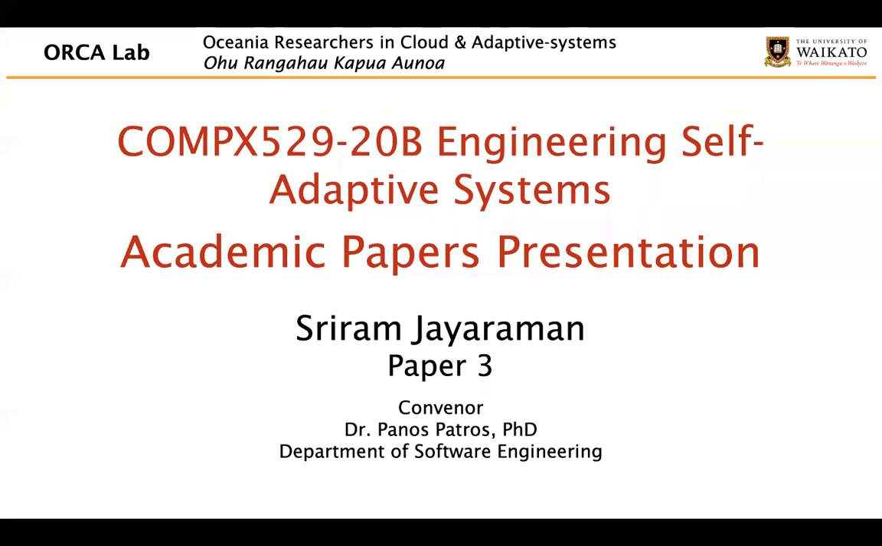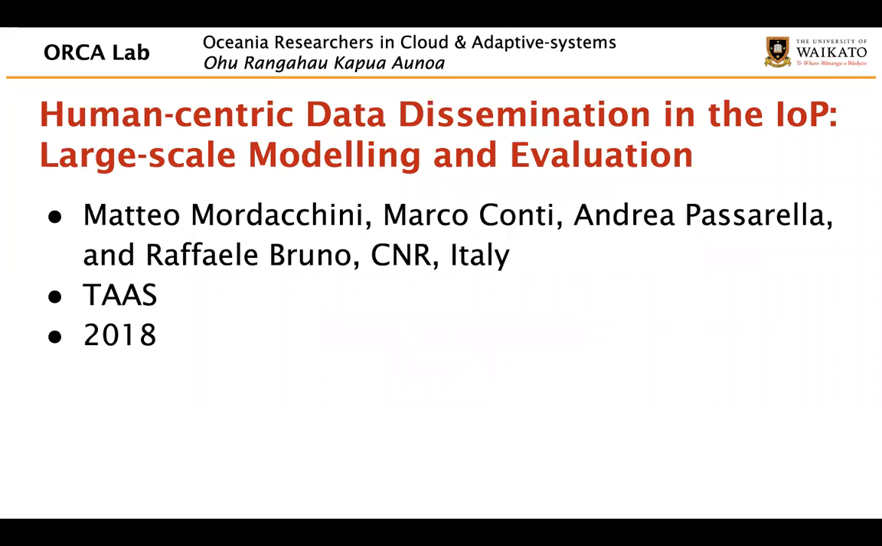We have come to the presentation of my last and final paper. Once again, this is Sriram Jayaraman, currently pursuing my Masters in Cybersecurity at the University of Waikato. The current paper that we are discussing is titled Human-centric Data Dissemination in the Internet of People, Large-Scale Modeling and Evaluation. Even though the title is scary, the paper is just the opposite of that. We will get to that in some time.